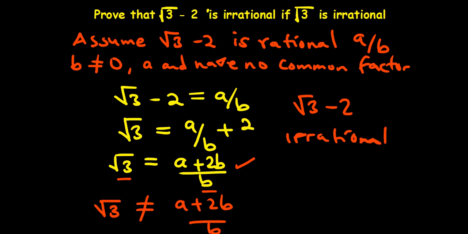So because we have an irrational number on the left, an irrational number cannot equal a rational number. If it cannot equal a rational number, it means that this other side also has to be irrational, which means that root of 3 minus 2 is irrational.